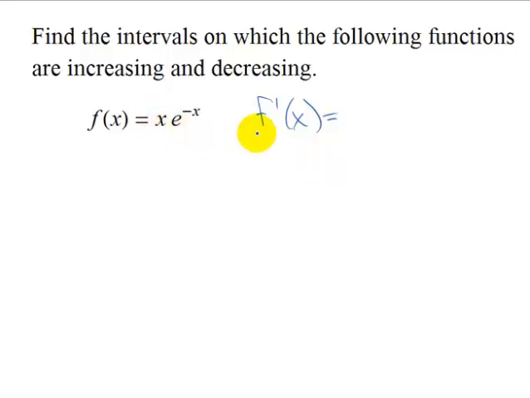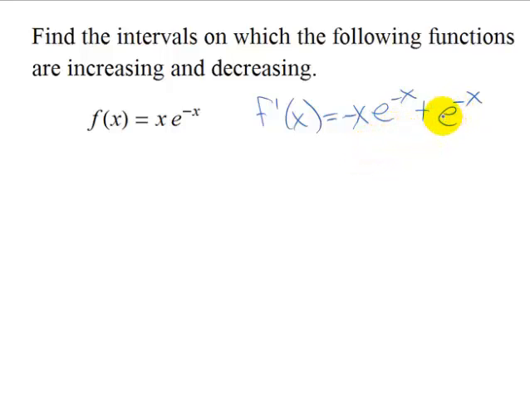I have a product, so I've got first times the derivative of the second. The derivative of e to the negative x is e to the negative x times the derivative of negative x, so that puts a negative on that term, plus the second, which is e to the negative x, times the derivative of the first, and the derivative of x is 1. So there's our derivative. I'm interested in where it is undefined or where it is 0.